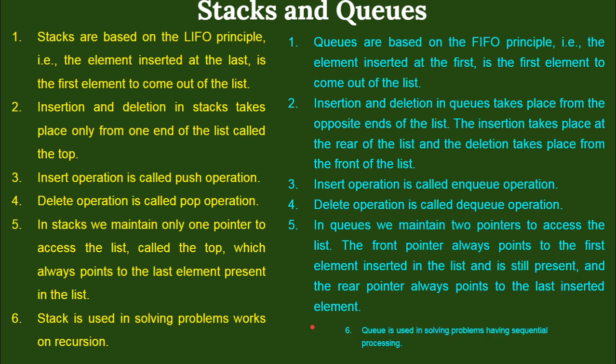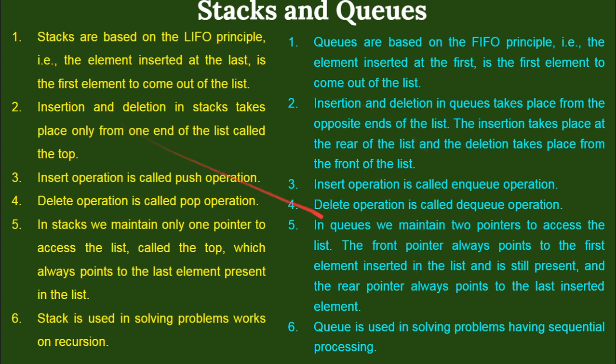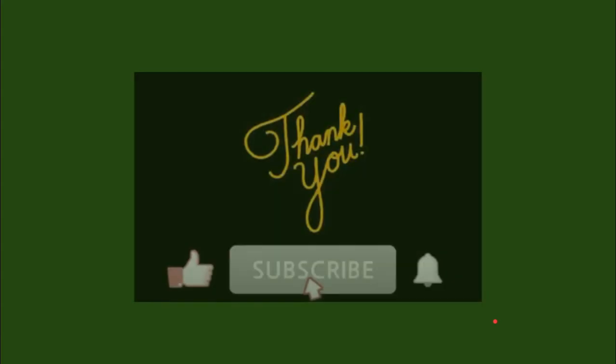And then queues are used in solving problems having sequential processing. Like here we saw earlier how the persons' entries are processed in the bill counter, how the tokens are processed. They all come under the sequential processing nature. So these are all the differences between the stacks and the queues. Both are linear data structures, but they work on different principles.